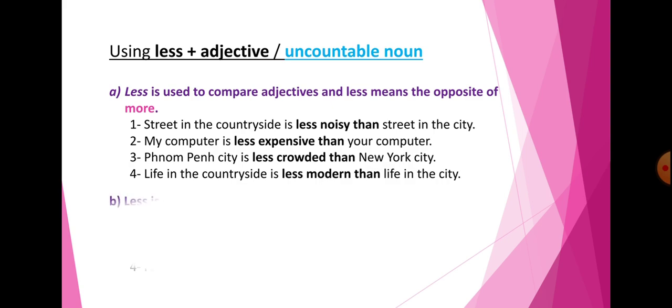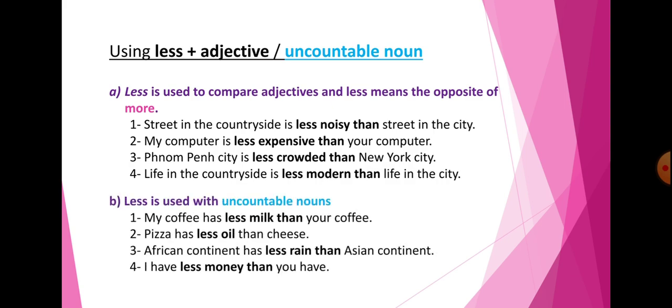Okay. B, less is used with uncountable nouns, so we use less with uncountable noun. Okay, so that is the rule in English. 1, my coffee has less milk than your coffee. So which coffee has more milk? That is your coffee, but my coffee has less. Okay. 2, pizza has less oil than cheese. So oil is an uncountable noun, so we use less oil.